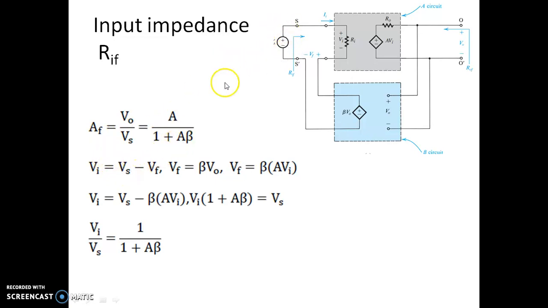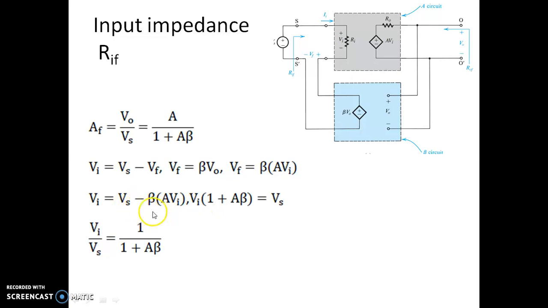If you carefully notice here, if you write the KVL for this, the input voltage at the amplifier input is equal to Vs minus Vf. But this Vf is actually derived from V0, so it is beta times V0. That's what we are writing: Vf is equal to beta times V0, where this V0, whatever output voltage you have, is actually A into Vi. So we are replacing this V0 by A into Vi, and ultimately writing the input voltage as Vs minus beta times A Vi.